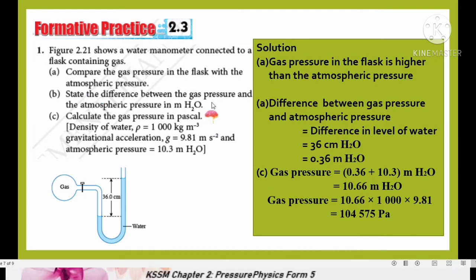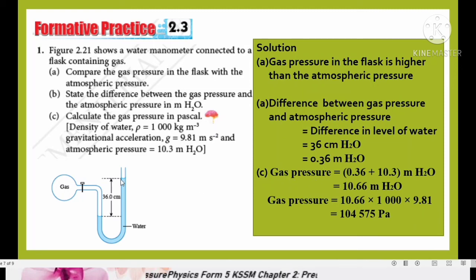B. State the difference between gas pressure and atmospheric pressure. So the difference is 36 centimeter of water, the difference in level of water. We convert this to meter, thus it becomes 0.36 meter of water. C. Calculate the gas pressure in Pascal. The difference between the gas pressure and atmospheric pressure is the pressure due to water at this point. When we talk about gas pressure, it is the total pressure above this level, meaning there is atmospheric pressure and 36 centimeter of water.